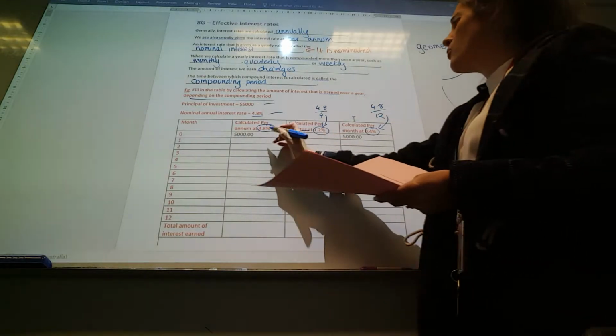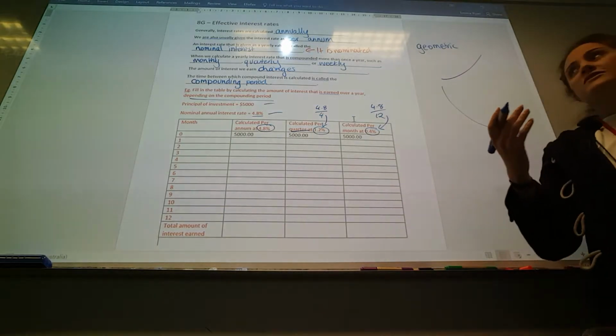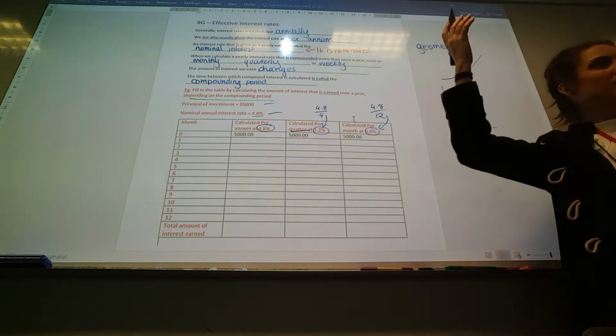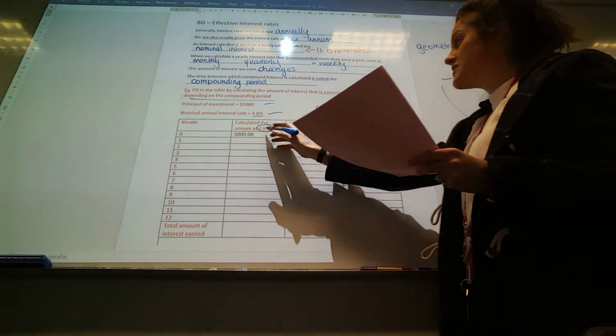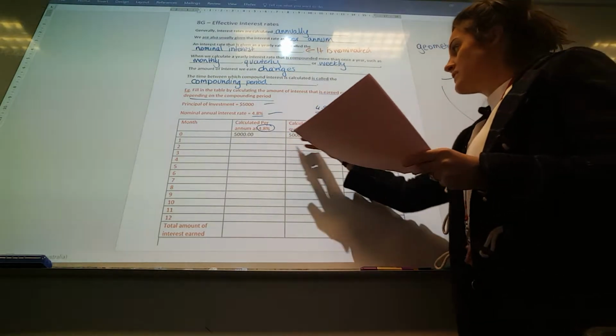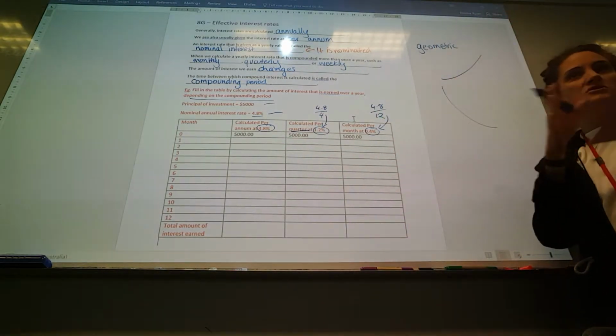Because if we were doing 4.8 for all of them, obviously the more we do it, the more it's going to increase a lot. Okay? So it's the same rate, just at different intervals.